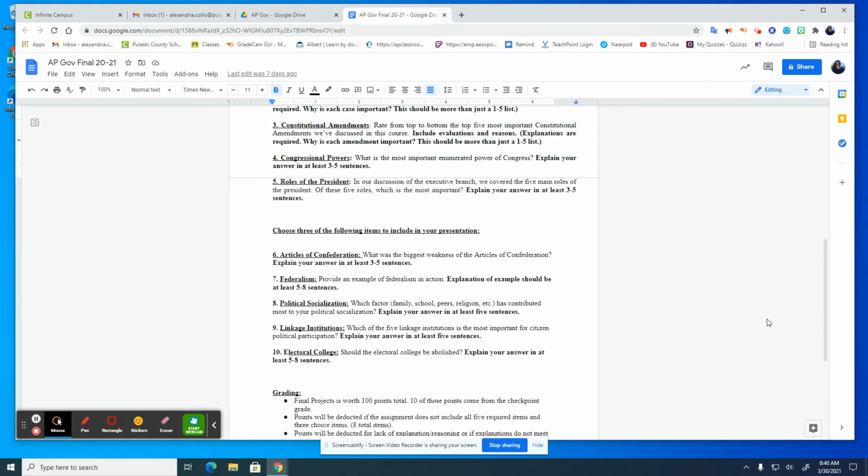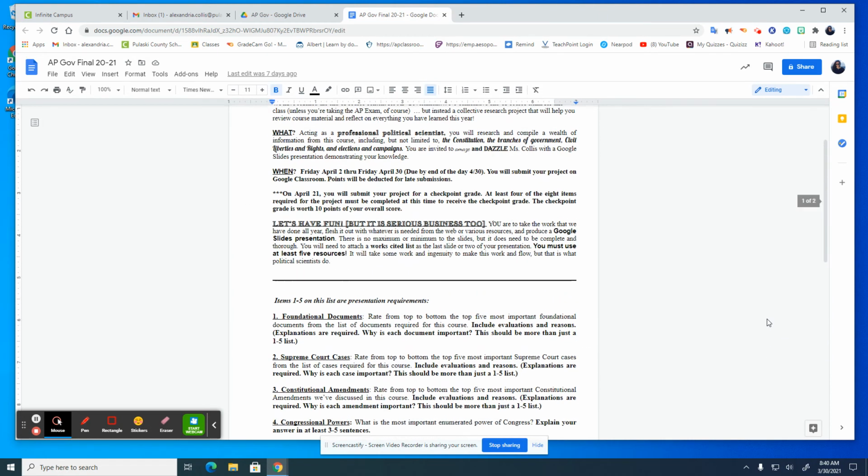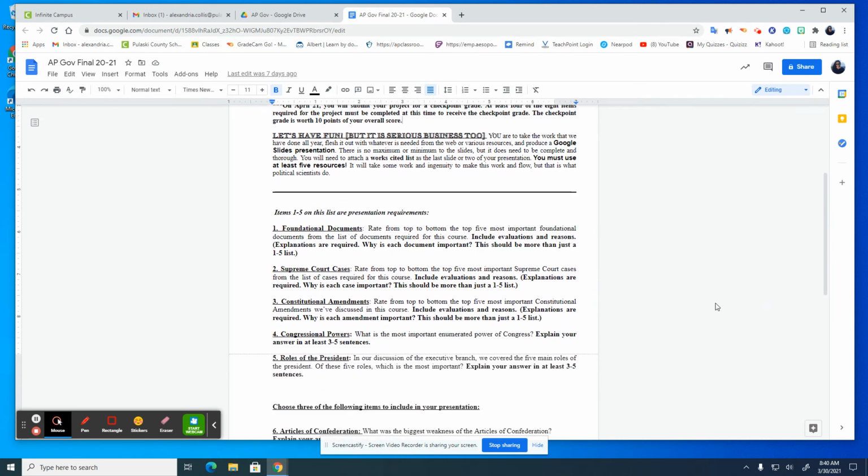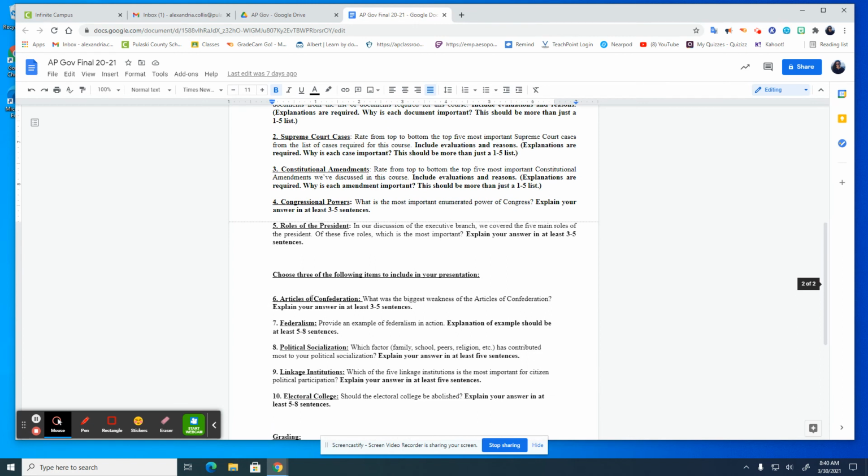And then number 10, the Electoral College. Should the Electoral College be abolished? Explain your answer in at least 5 to 8 sentences. So again, you are creating a Google Slides presentation, okay? No maximum or minimum number of the slides, but you have to include everything. It needs to be thorough. 1 through 5, these items are required in your presentation. And then 6 through 10, you choose 3 of these. So 8 items total in your presentation.